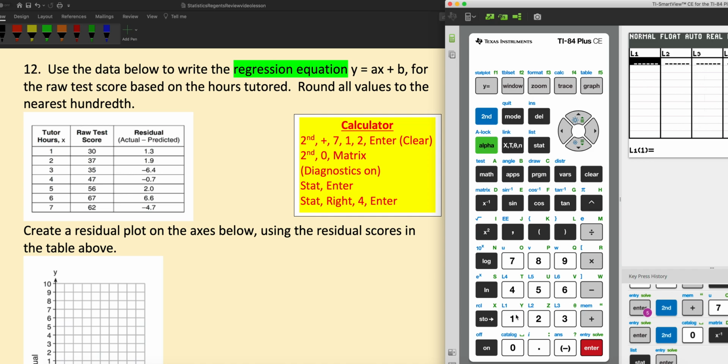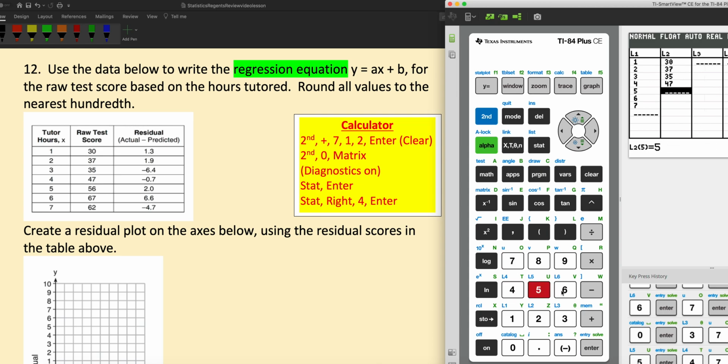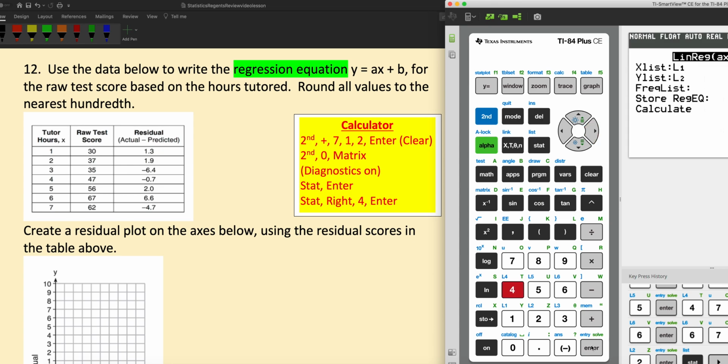So let's put the hours tutored first. 1, 2, 3, 4, 5, 6, and 7. Hit the right arrow. Now we want to put L2, the raw test scores. 30, 37, 35, 47, 56, 67, and 62. Just like the previous problem, stat right 4, enter. And there's your information. We do not need the correlation coefficient for this one, but we do need our A and B values.